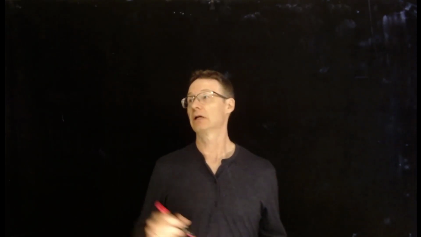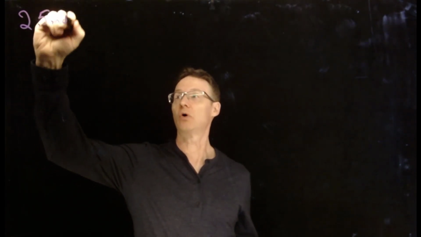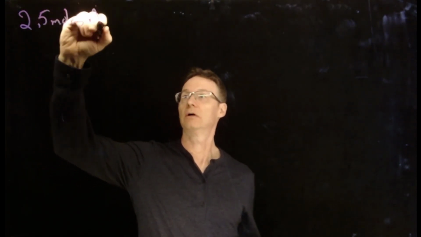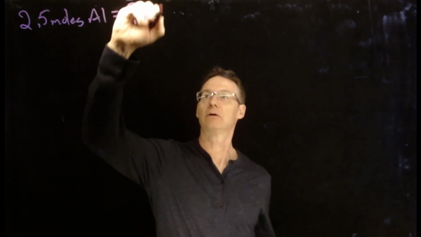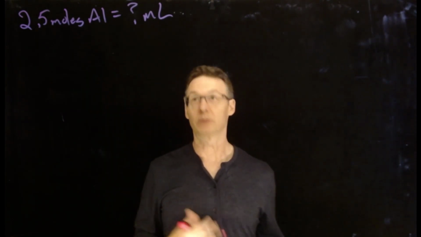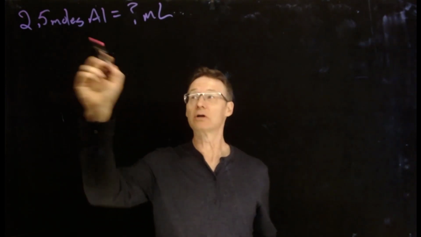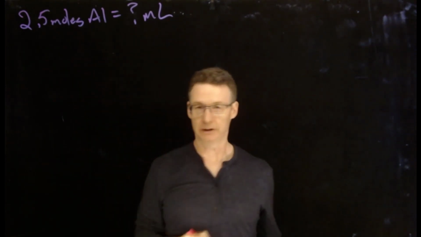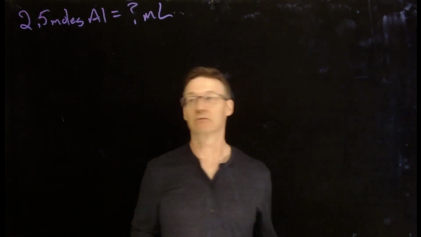But Dr. Ward, what about a 2-step problem that we would use in chemistry? I'm glad you asked. Let's take a look at 2.5 moles of aluminum, and we want to convert to find out how many milliliters of volume 2.5 moles of aluminum would occupy. Good question. There is no conversion from moles to milliliters. Not directly anyway, but we will get there by using a 2-step conversion.